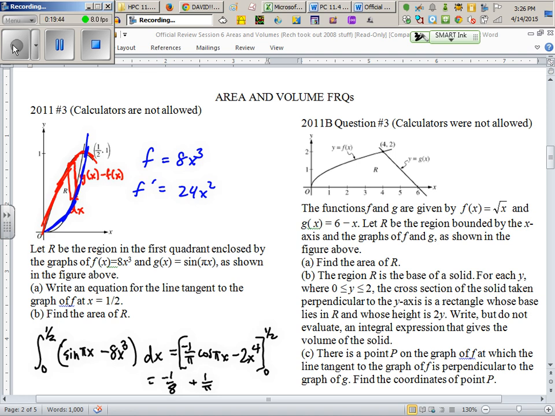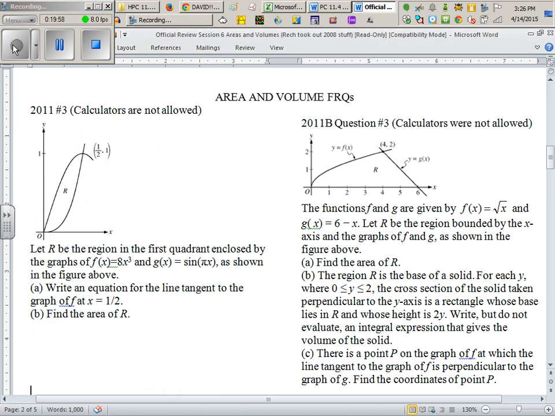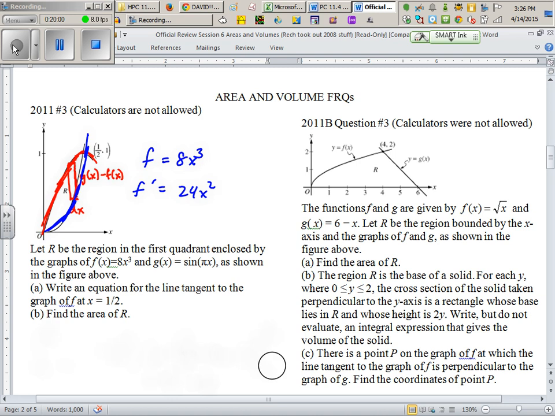Now we're going to move on to part C, where we actually do the volume calculation. I have noticed another thing. Whenever they give you a closed region, first they ask you for area, then they ask you for volume. It's been consistent for years. Okay? All right, let's go on to our next one.